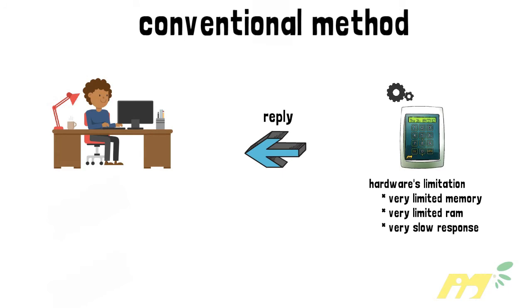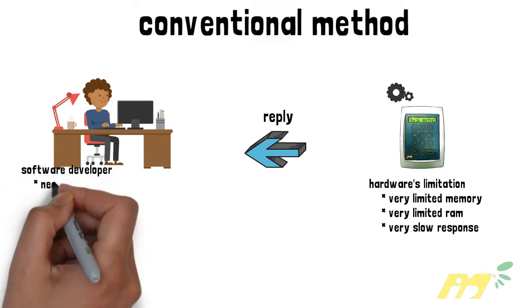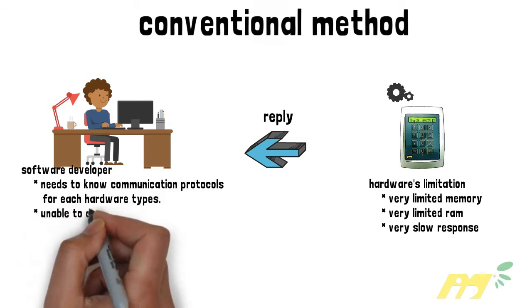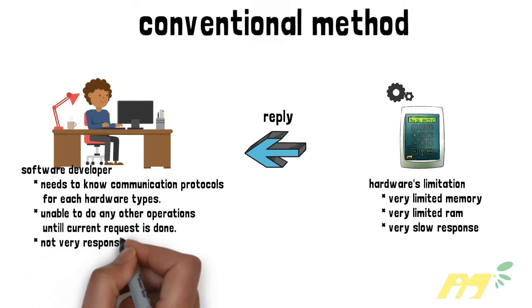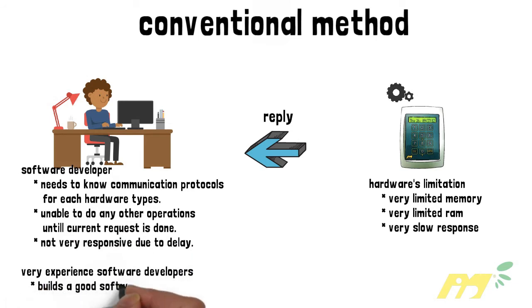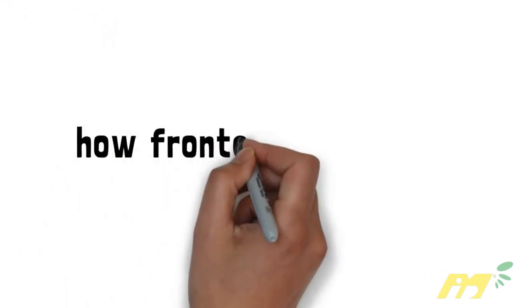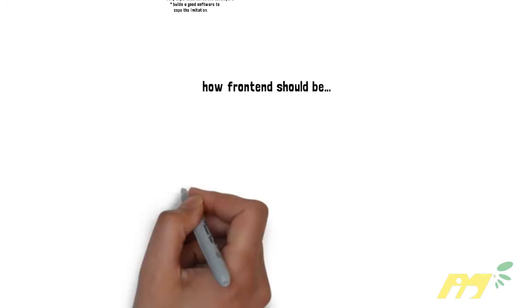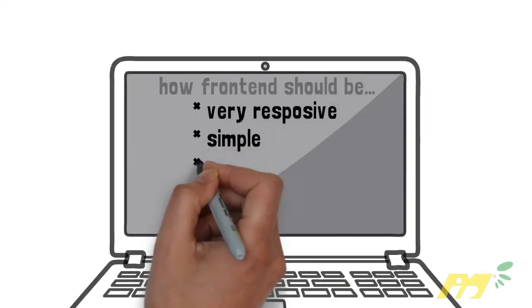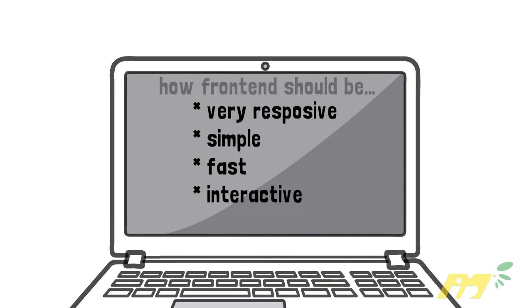This problem we have known for a long time and solved it with a good software developer. So every software developer needs to know the communication protocol and methods for each hardware. Not only that, they must manage multitasking. For example, the program should not seem to hang when downloading. While downloading data, we can do other activities. It makes the program more responsive. So how are new program developers going to cope with these issues in a short time, while building a front end that is very responsive, simple, fast and interactive?